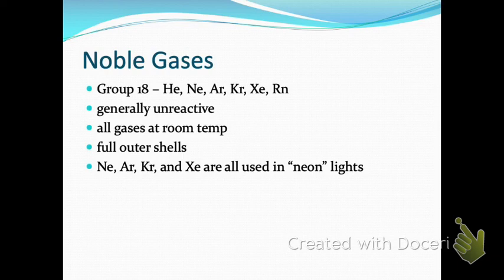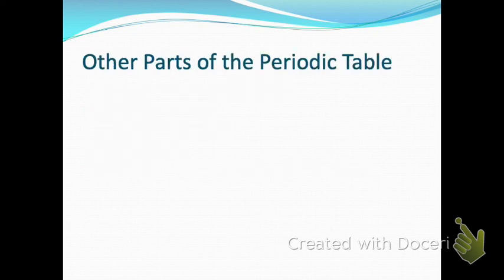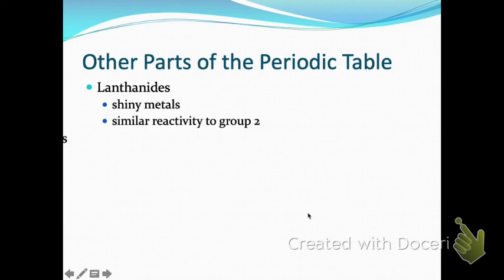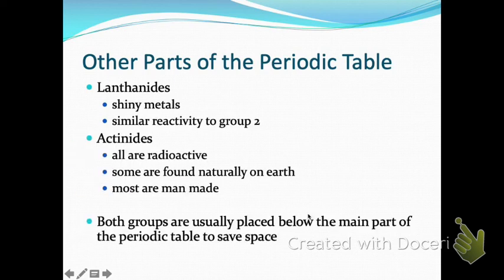Okay? All right, the last 2 parts of the periodic table are the bottom sections right here called the lanthanides and the actinides. They sit below the periodic table, okay? The lanthanides are shiny and they behave similarly to group 2 metals. The actinides are all radioactive, which means they're dangerous for us to handle, right? Some are found naturally on Earth, but actually most of them are man-made.